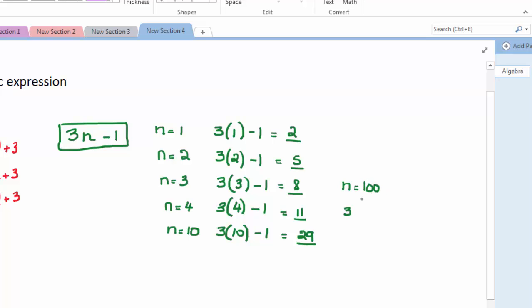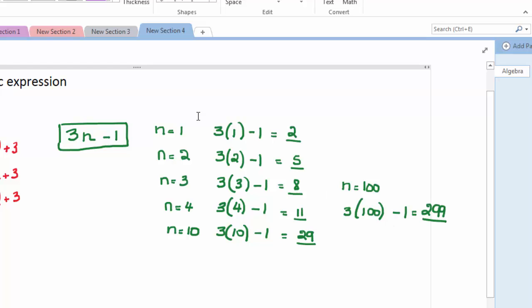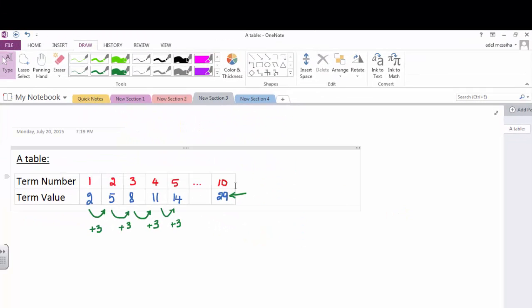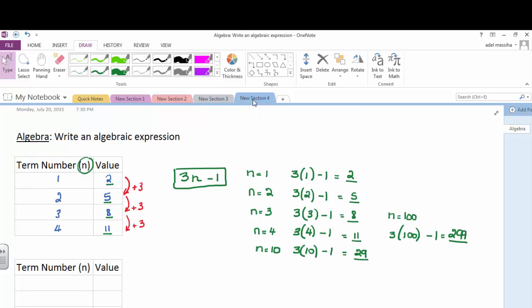And even if the teacher asks us to find term number 100, no problem. I can say 3 times 100 minus 1. That means 300 minus 1 equals 299, and this is going to be the value of term number 100. So that's why I'm saying the best strategy to use is the algebraic expression. It's better than the first one with the table. With the table, to reach term number 100, we have to do calculation like crazy, but with this one, only using the algebraic expression we can get the value. This is strategy number 1.